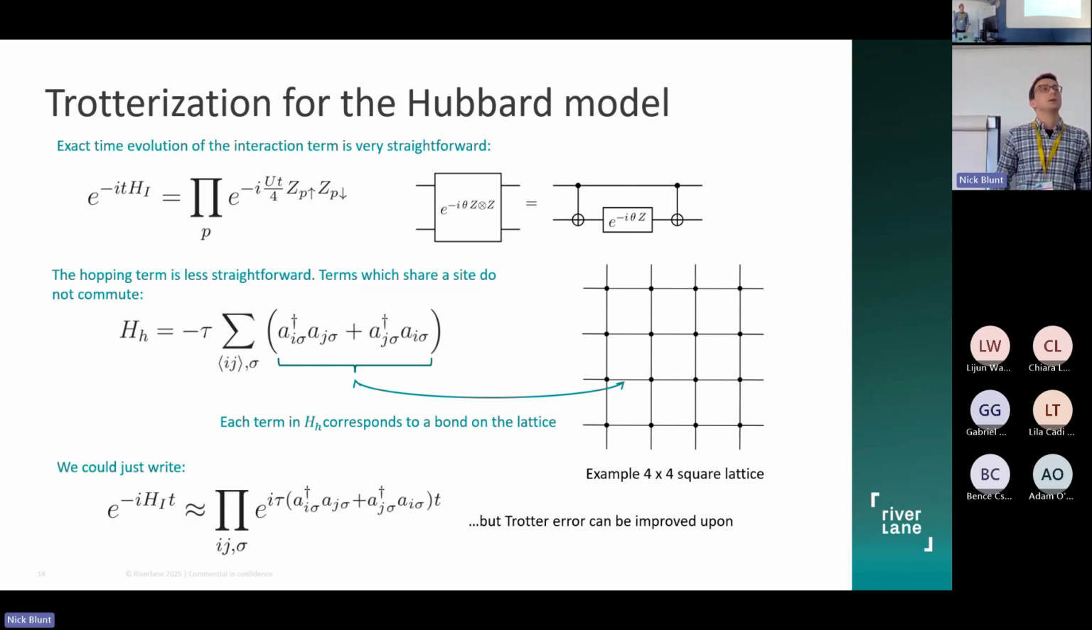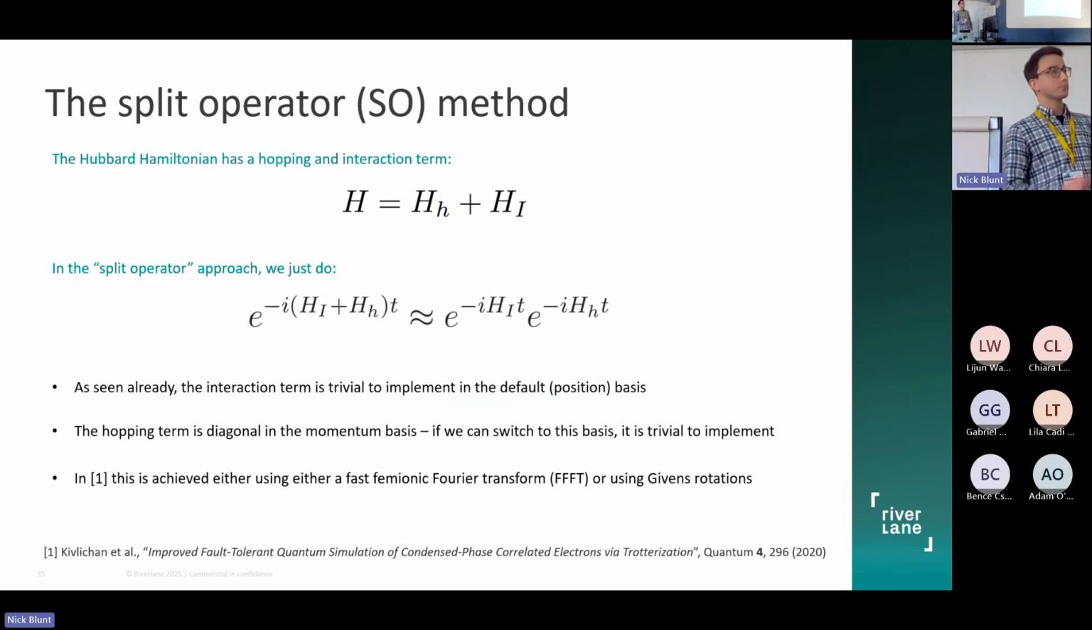Still, we can go ahead and write down this product formula. This is a perfectly valid thing to do, but this will have some Trotter error. And we expect the Trotter error here will be relatively large because we're breaking this up into lots and lots of smaller pieces. So how can we do better than this?